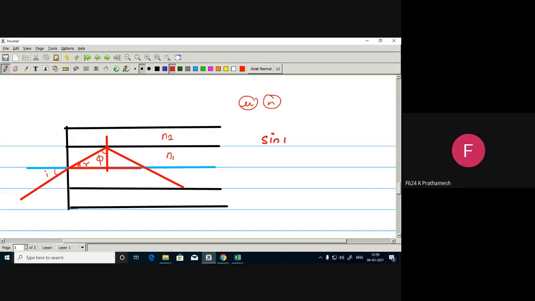Sin i. For this, you have to use Snell's law. Sin i upon sin r is equal to mu, which is mu 2 upon mu 1, that is n2 by n1, equation 1.